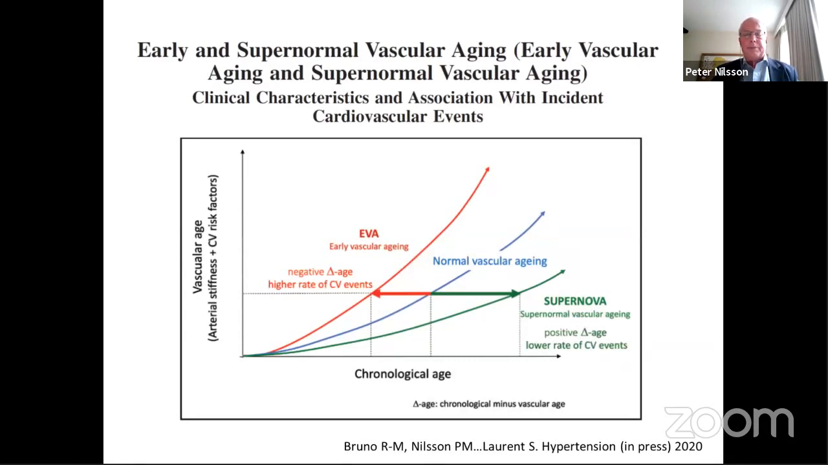Now in press is this publication where we have also tried to analyze the prediction of cardiovascular events in relation to these three categories, because it's very important to show that the supernova people are indeed protected from cardiovascular risk and events in the long term. And I've been told it's in press now in November in Hypertension.